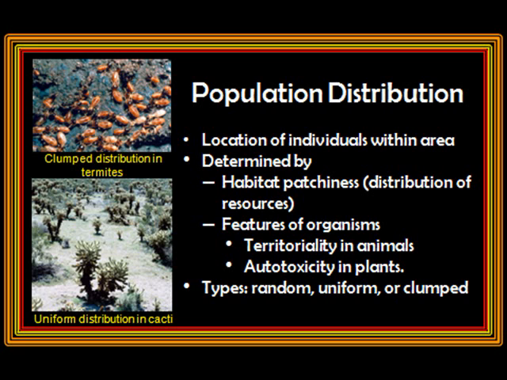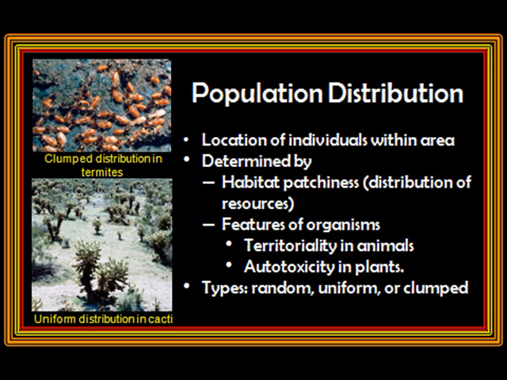Population density is pretty closely linked to the idea of population distribution. That's how the organisms are spread out within an area. This depends on several things. For example, the characteristics of the habitat. Are there sufficient resources, sufficient nutrients to support a larger population density or not? Also, some features of the organisms themselves will affect the population distribution, like the example of tigers we spoke about before, that they are territorial and so they won't really live in close proximity to other tigers. There's also the autotoxicity or allelopathy in plants, which will keep them regularly spaced out.